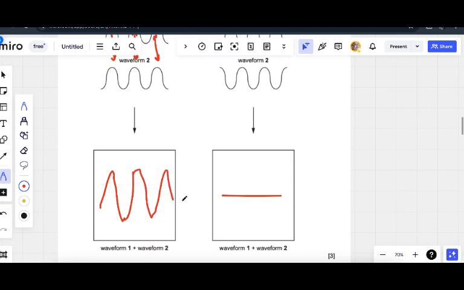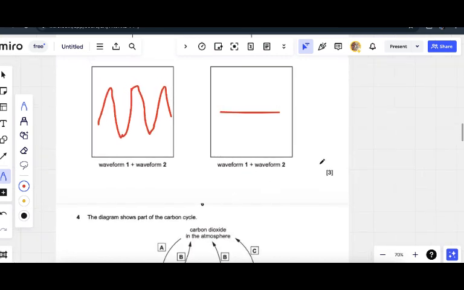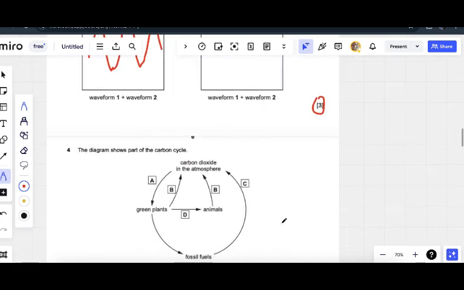Okay, so this is what you get for this one, and this is what you get for this one. Then you get 3 marks. If you just draw this, you get 3 marks. Okay, we go to question 4.